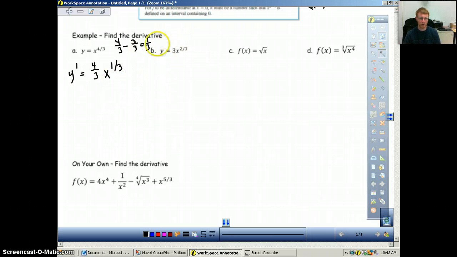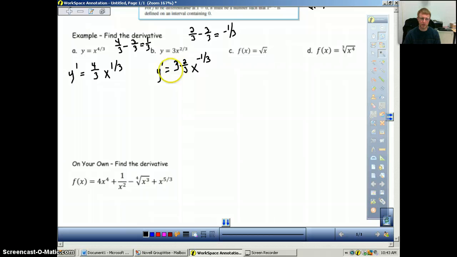Okay, so we have another one here. We have 3 times x to the 2/3. So what we will do is we will be multiplying 2/3 by 3. So it's like 3 times 2/3 x, and then we subtract 1. So it's going to be 2/3 minus 3/3, which gives us negative 1/3. So this is going to be to the negative 1/3 power. So we have a little bit of work to do here.